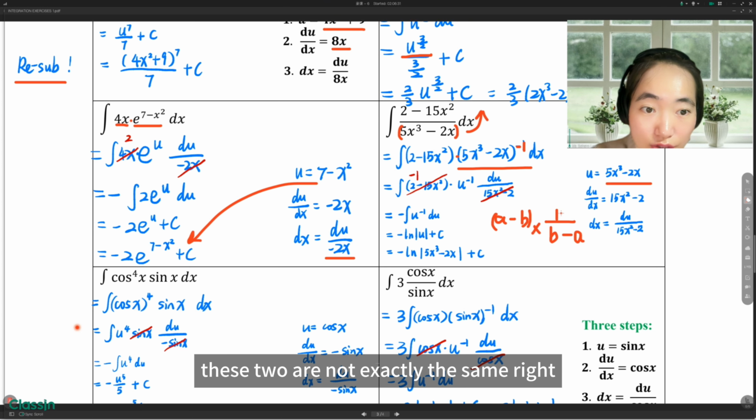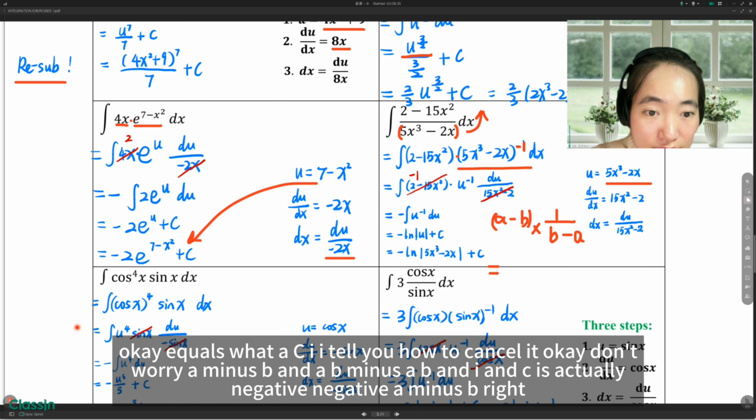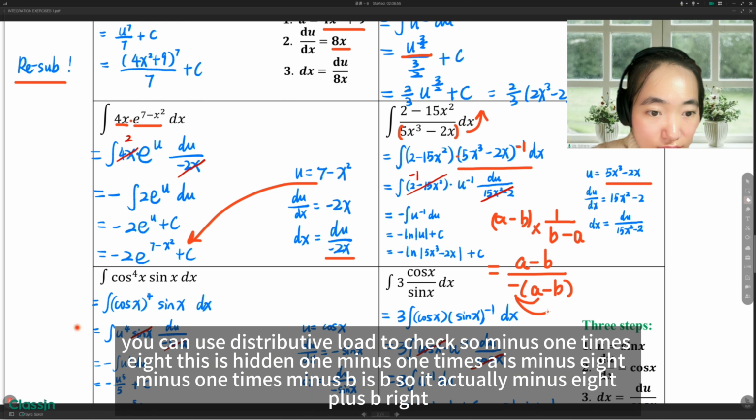How to cancel it? These two are not exactly the same, right? Okay, equals what? Let's see. I tell you how to cancel it. Okay, don't worry. a minus b and b minus a. b minus a is actually negative a minus b, right? Negative (a minus b). Okay, if you're not sure, you can use distributive law to check.